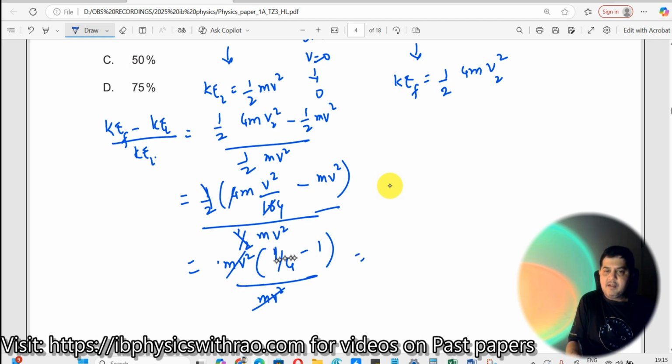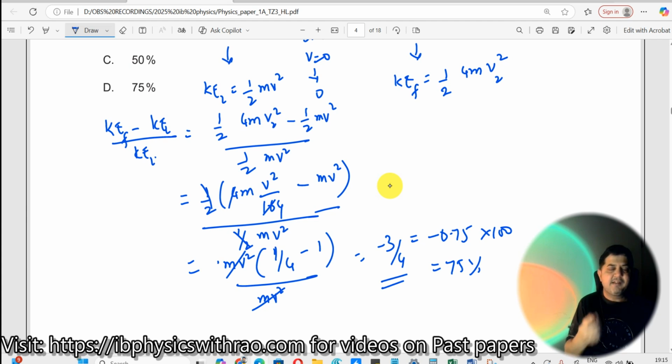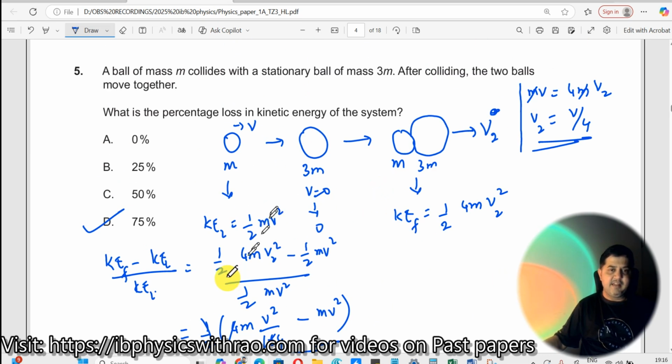So what do we get? 1 by 4 minus 1 is equal to how much? Minus 3 by 4. Minus 3 by 4 is minus 0.75. This is only relative. If I want percentage, I will just multiply this by 100, which gets to 75%. You can say negative 75%. What does negative tell you? Decrease in energy. So the right answer is D. Let us look at the other options. They are incorrect, so D is the right answer.